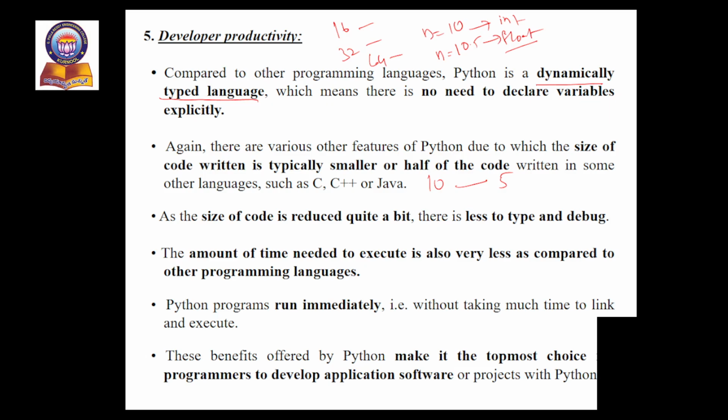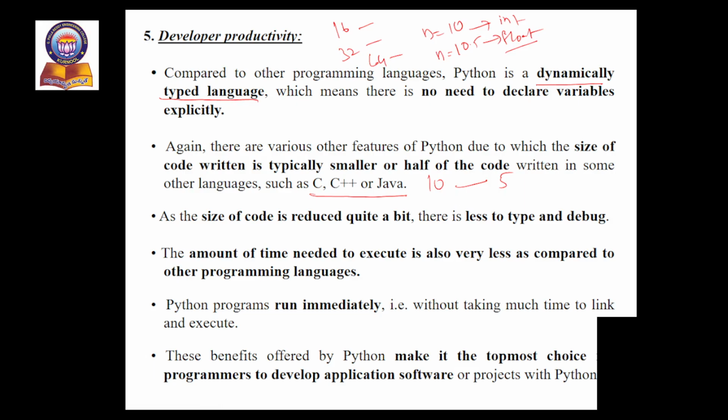Right? As there is no need of using any hash include header files, or using a main, using braces, or using any declaration part. So some of the lines that are must and needed in C, C++, Java are not needed in Python. So that's why you can easily reduce the code.